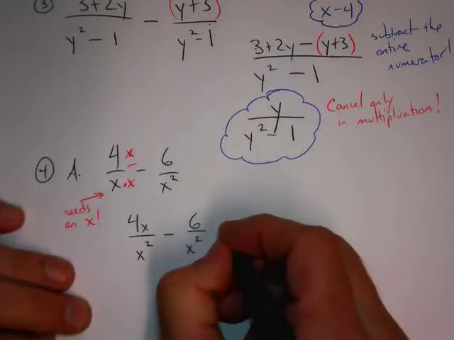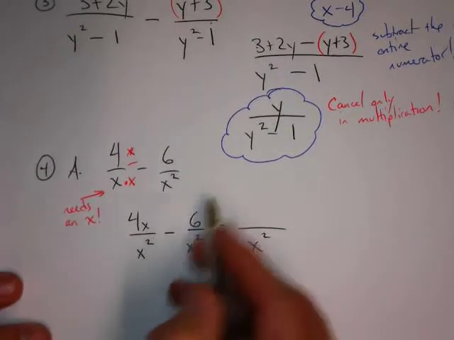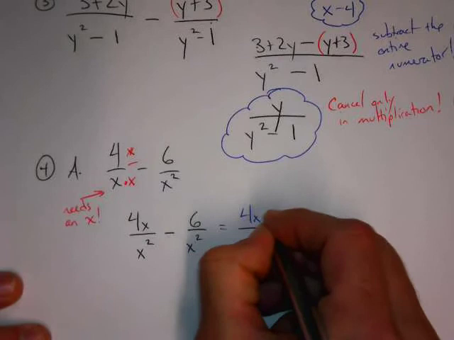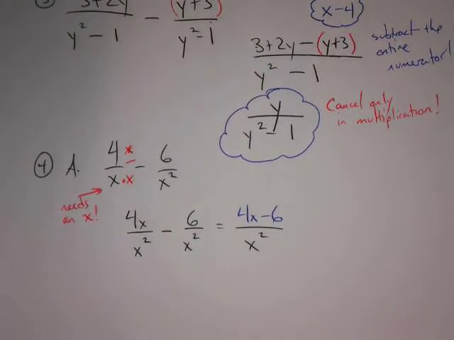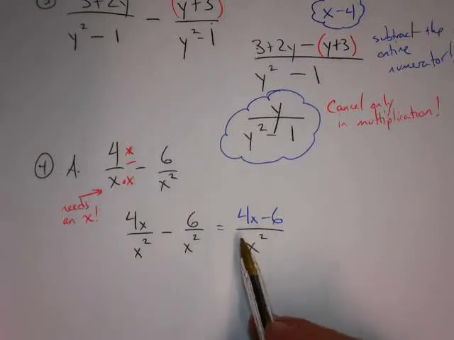So now that I have the same unit of measure, I can operate the numerators. All right, so 4x minus 6 in the numerator. Can we cancel these x's? No, because cancellation can only work in multiplication.